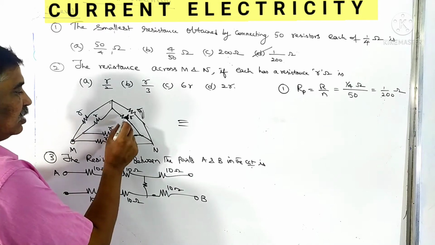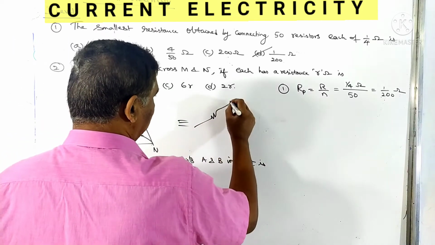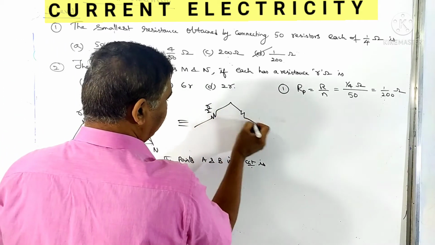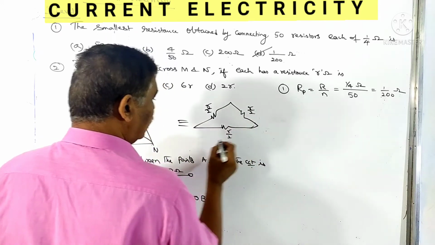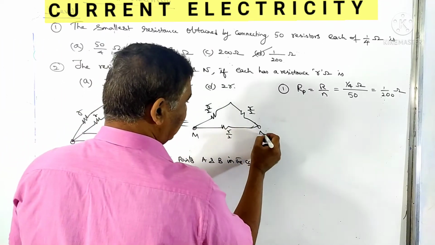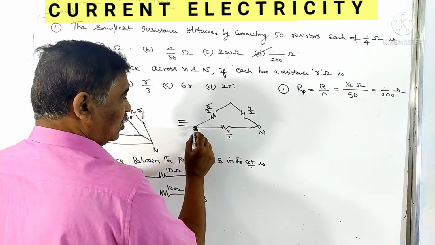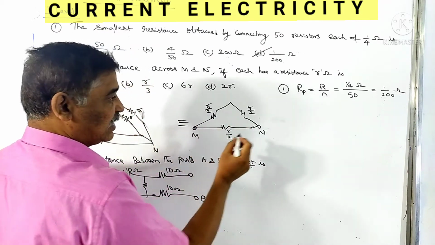These two are in parallel, these two are in parallel, these two are in parallel. So we can replace this by R by 2 here. This part is also R by 2. Here also it is R by 2. Now I retain the point M. This point is N as it is. Fix these 2 points in mind. Look at the remaining part of the circuit. So these two look to be connected in series.